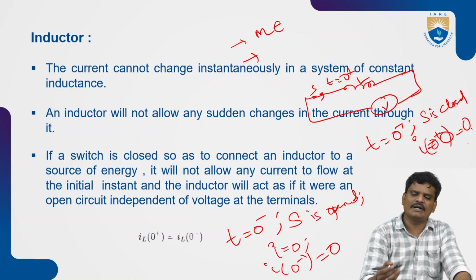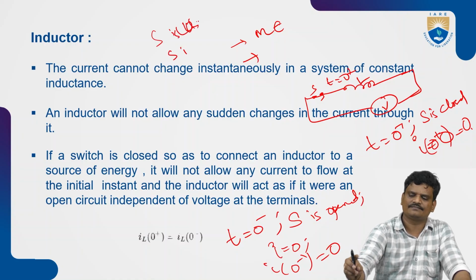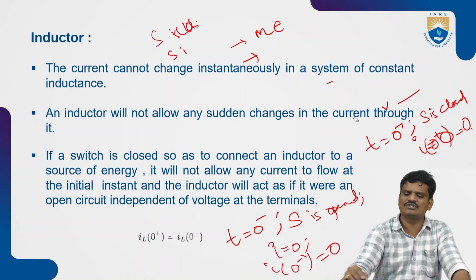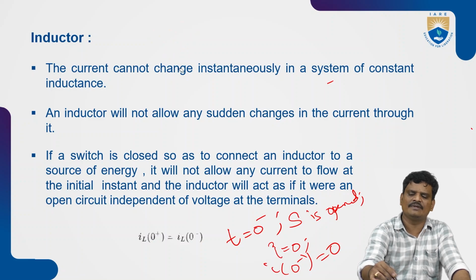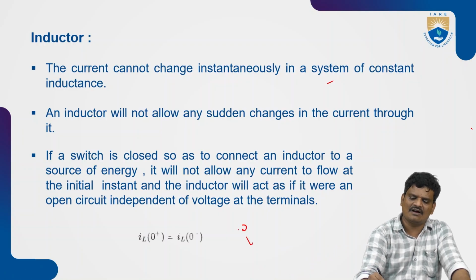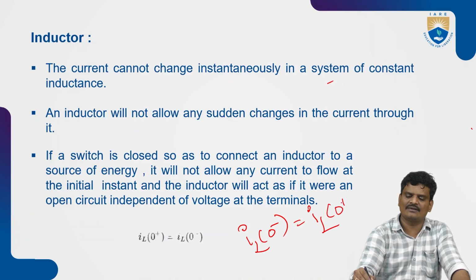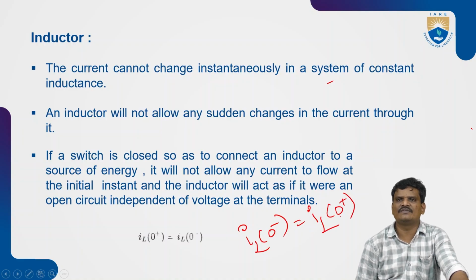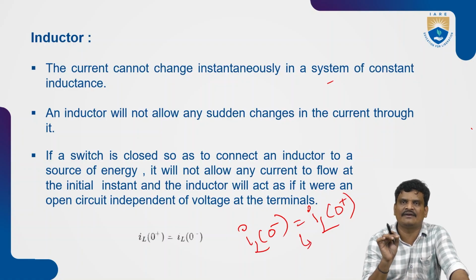That is the reason, whatever it may be, either the switch S is closed or the switch S is open, the value of current when the switch is closed will be equal to the value of current when the switch is open. That is because of the property of an inductor, that is IL of 0 minus. That is, the current in an inductor when the switch is open will be equal to the current in an inductor when the switch is closed, and this condition will be obtained at a transient state for a certain period of time only.